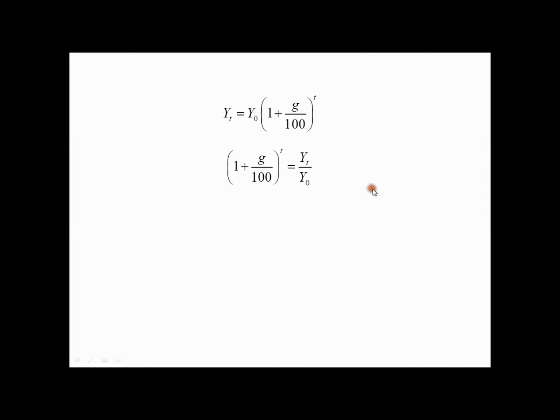Well, using this formula we can write (1 + g/100)^t equals the ratio of y at date t to y_0. We can then write that as 1 + g/100 = (y_t/y_0)^(1/t). Finally, we can rearrange that to write the growth rate g is equal to 100 × ((y_t/y_0)^(1/t) − 1), and that's the formula we'll use in Excel to calculate the annual compound growth rate of the series that we're interested in.